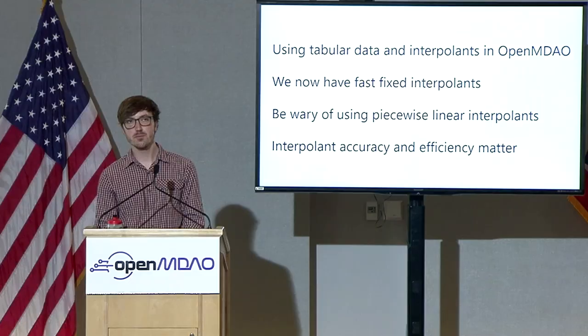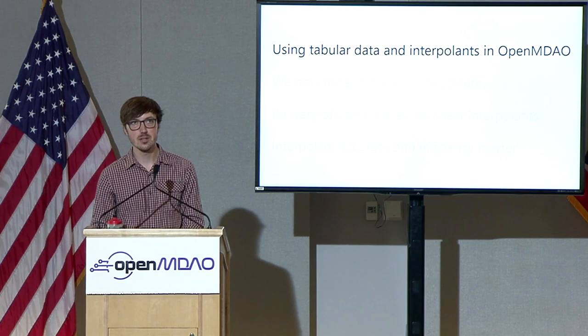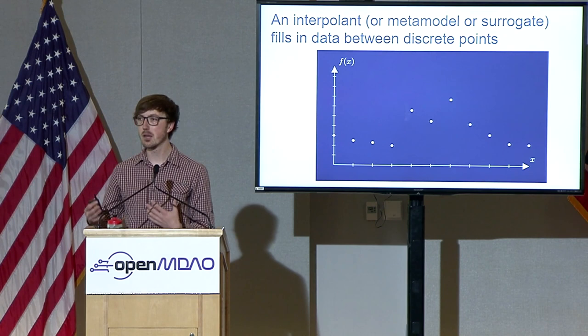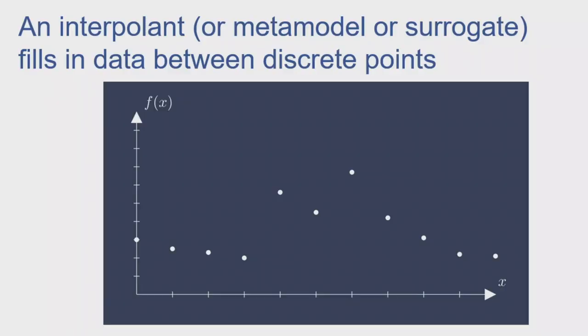So, interpolants, right? Well, let's talk about them. But first, let me explain what we actually do with them in OpenMDAO. So the idea of an interpolant is also known as a metamodel or a surrogate, and these have different terms depending on the field that you're in. The whole idea is that you can fill in data in between discrete points. I'm guessing a lot of you in this room know about interpolants, but I also want to spell this out very clearly to get everybody on the same page.